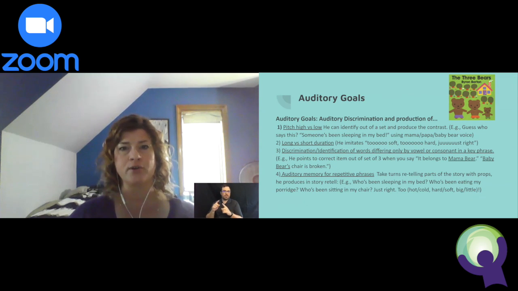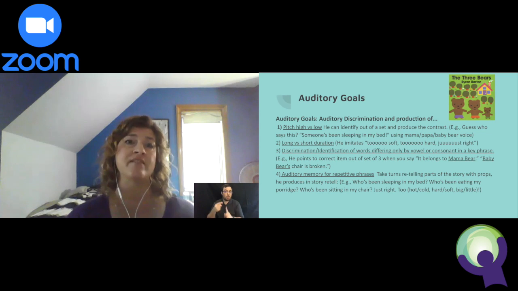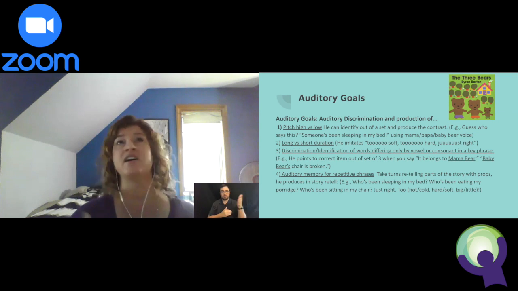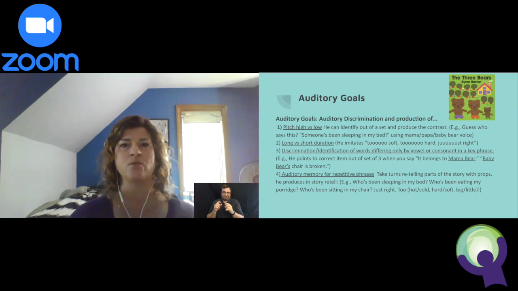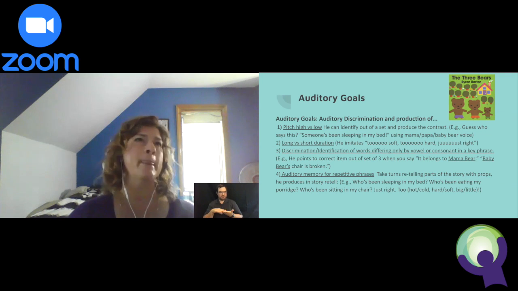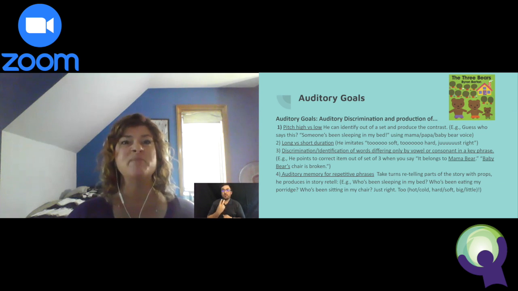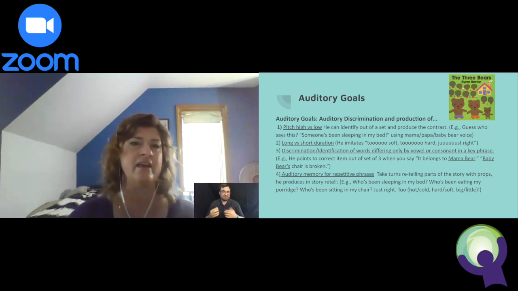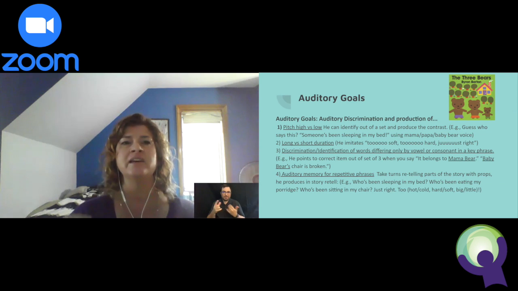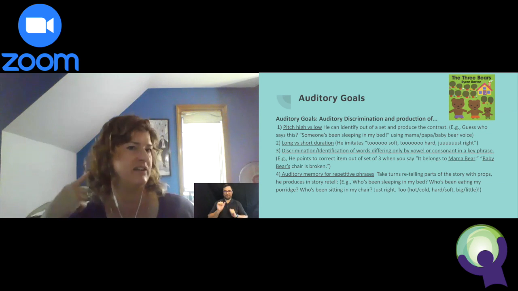And here's our auditory goals. So pitch, high versus low. Can he identify out of a set and produce the contrast? So if I say someone's been sleeping in my bed and I use a mama voice, can he tell that it was the mama bear versus the baby bear's voice? Can he produce that difference? And it's just fun to do it. You can act out the parts, and he's producing it and he's imitating and he's hearing it.